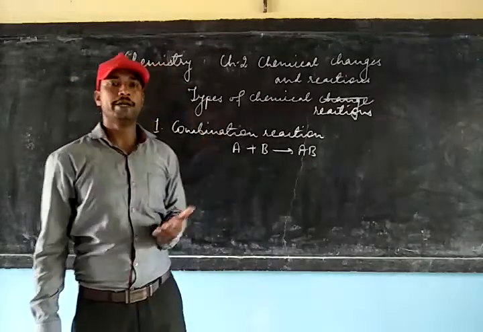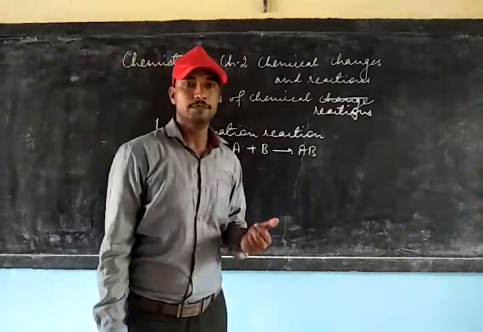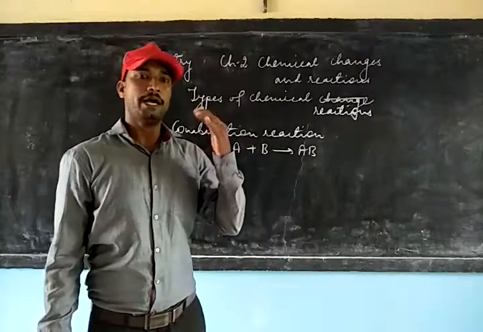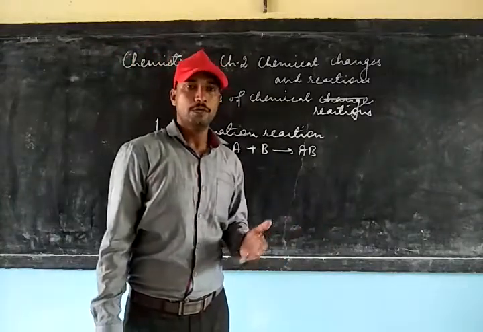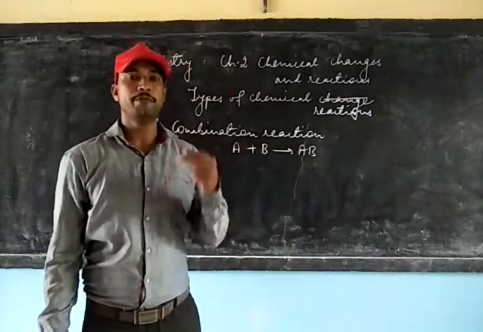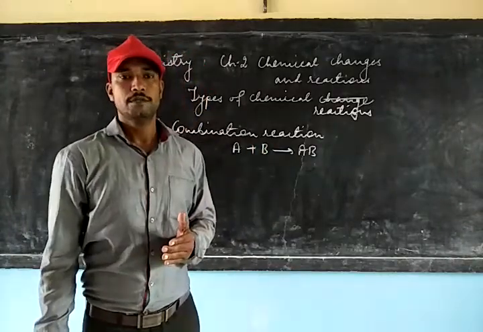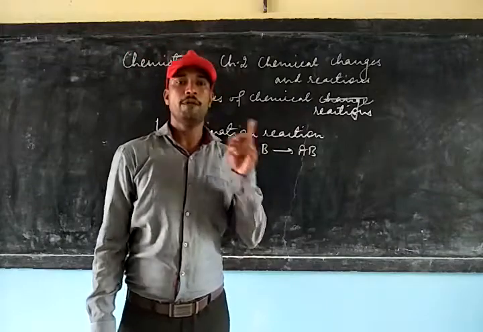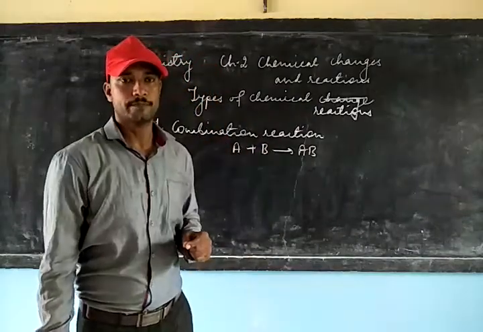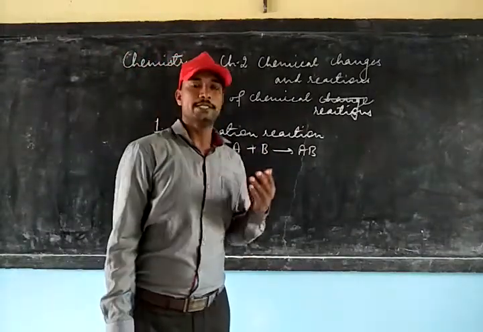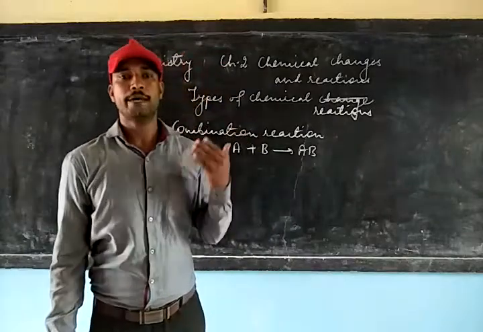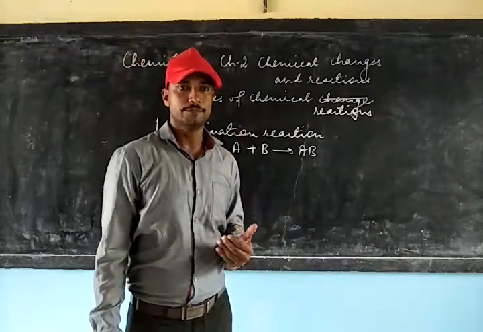Now there can be combination between two elements, between an element and a compound, and also between two compounds. But in all these three cases, the result is the same, that we get only one product. Let us start with an example where one element combines with a second element.